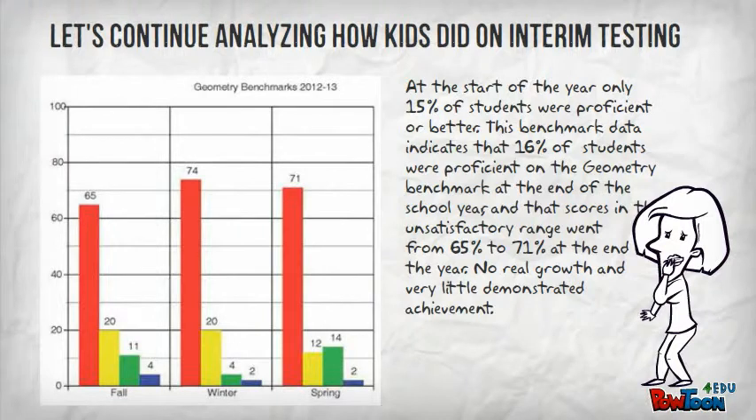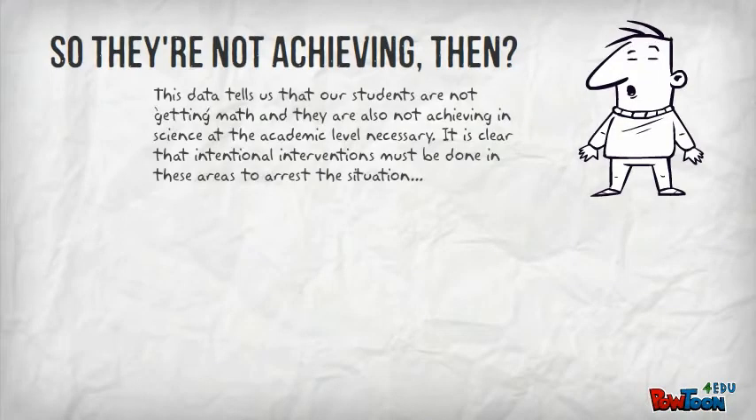At the start of the school year in geometry, only 15% of students were proficient or better. This benchmark data indicates that 16% of students were proficient on the geometry benchmark at the end of the school year, and that scores in the unsatisfactory range went from 65% to 71% at the end of the year. There's no real growth here and very little demonstrated achievement.